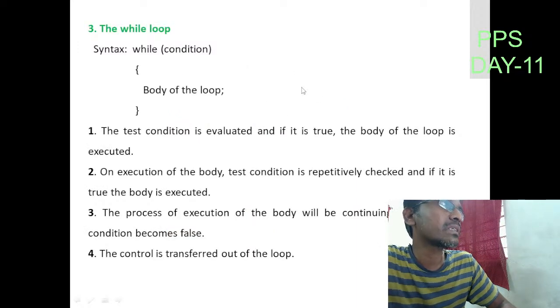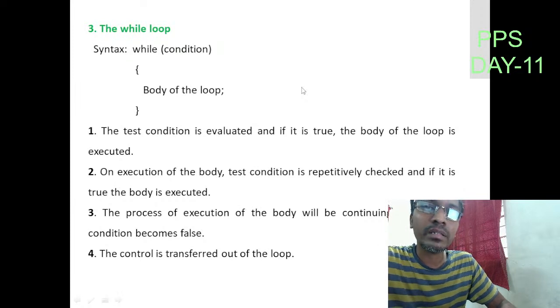And the third one is the while loop control statement. So the syntax will be while, which is a keyword, followed by a condition, and if this condition is satisfied, then it will go and enter into the body of the loop. So while condition, if it is true, then it will enter into the block of statements. This block of statements is going to execute up to the condition becoming false.